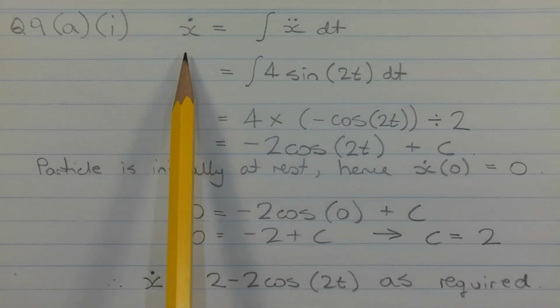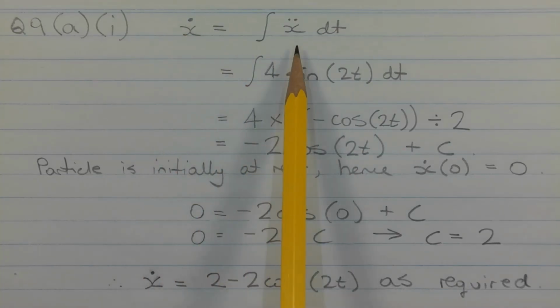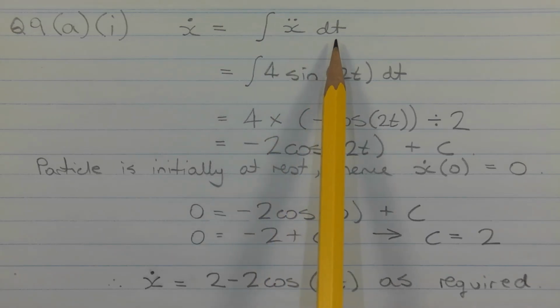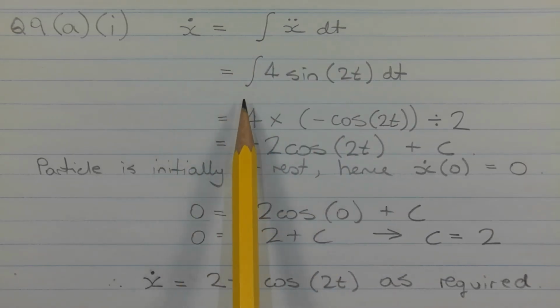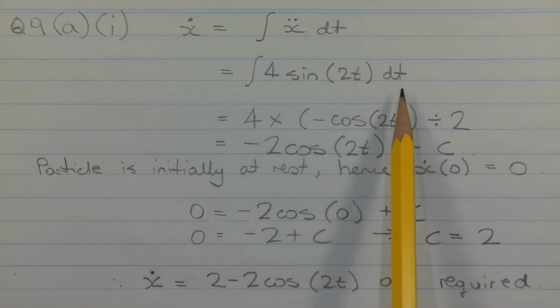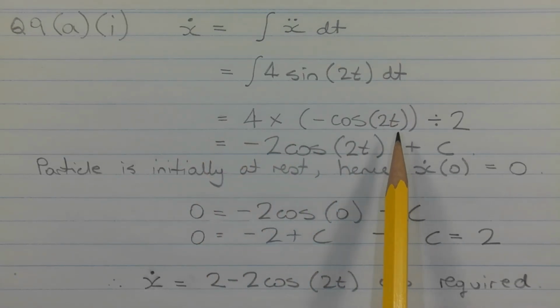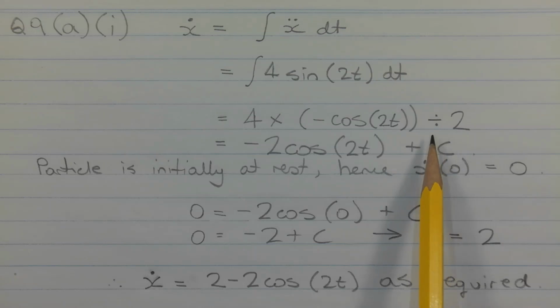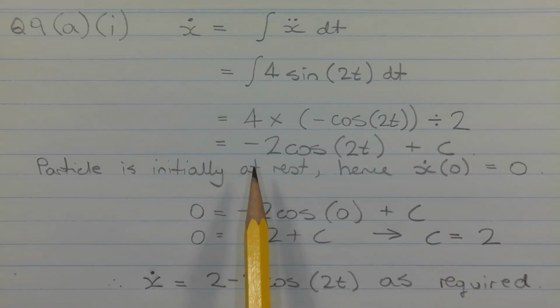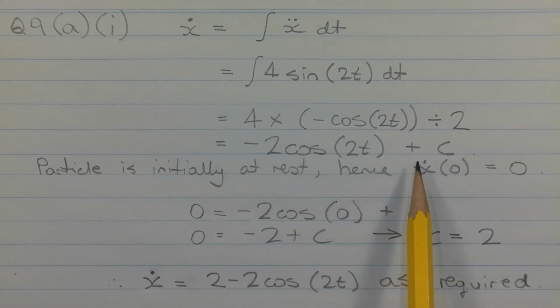The velocity x dot is equal to the integral of the acceleration x double dot with respect to time. So x dot is equal to the integral of 4 sine 2t dt, which equals 4 times negative cos 2t divided by the derivative of 2t, so we're dividing that by 2, which equals negative 2 cos 2t plus the constant of integration c, which we will need to find.